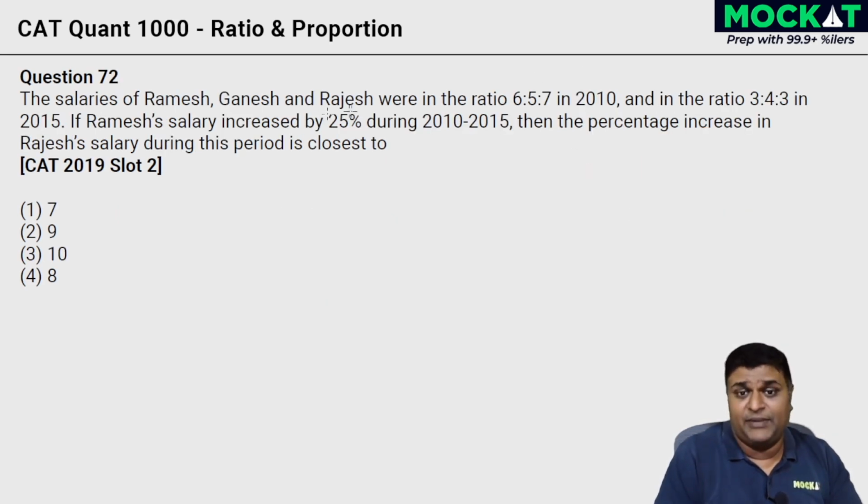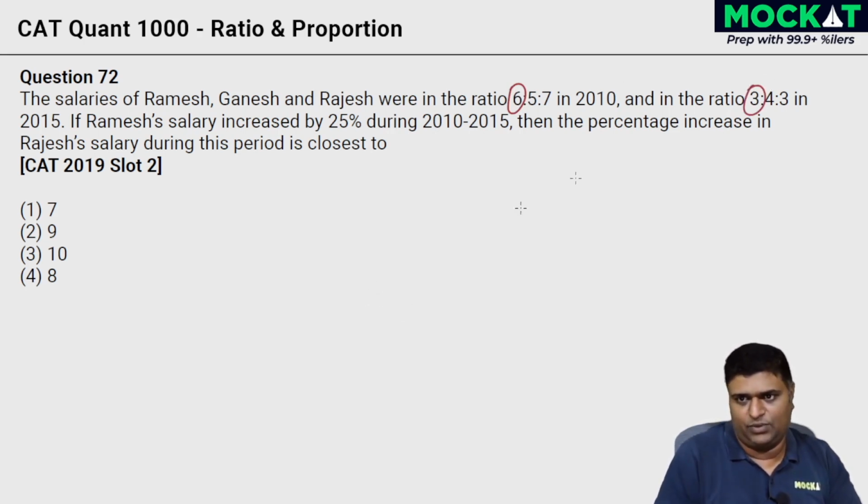The salaries of Ramesh, Ganesh, and Rajesh were in the ratio 6 is to 5 is to 7 in 2010, and in the ratio 3 is to 4 is to 3 in 2015. Right? Two ratios given over here. If Ramesh's salary increased by 25% during 2010 to 15, then the percentage increase, right? Everything is in relative terms. This time around, there is a connect being given for the 6 parts and this 3 parts over here.